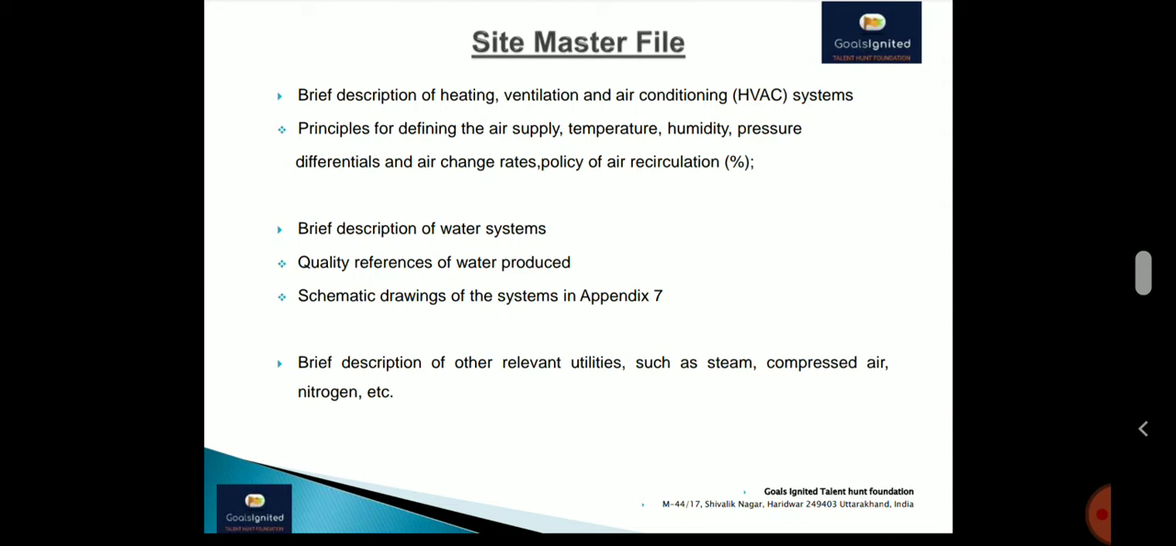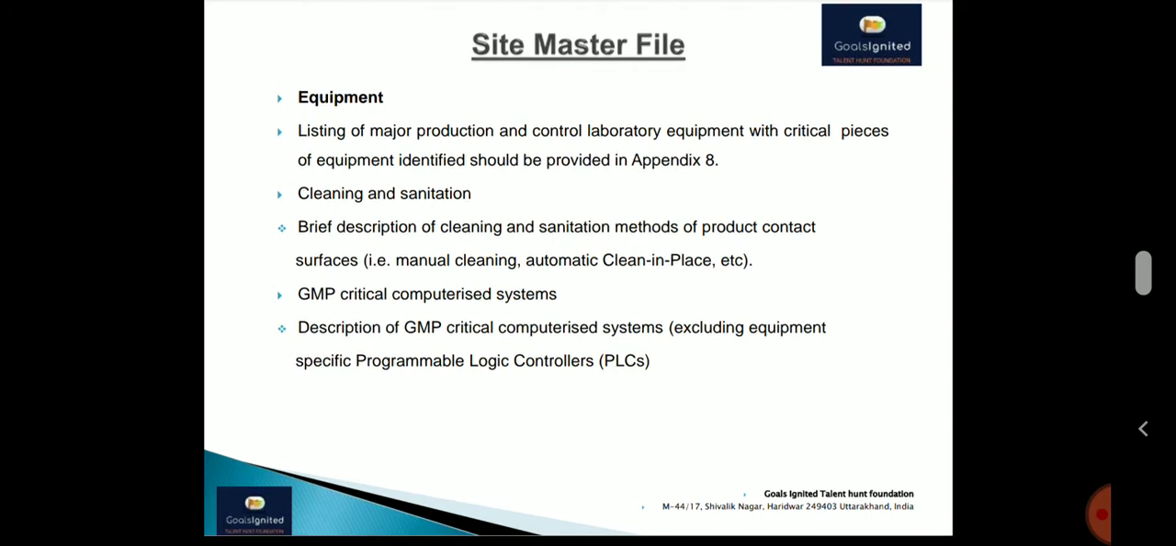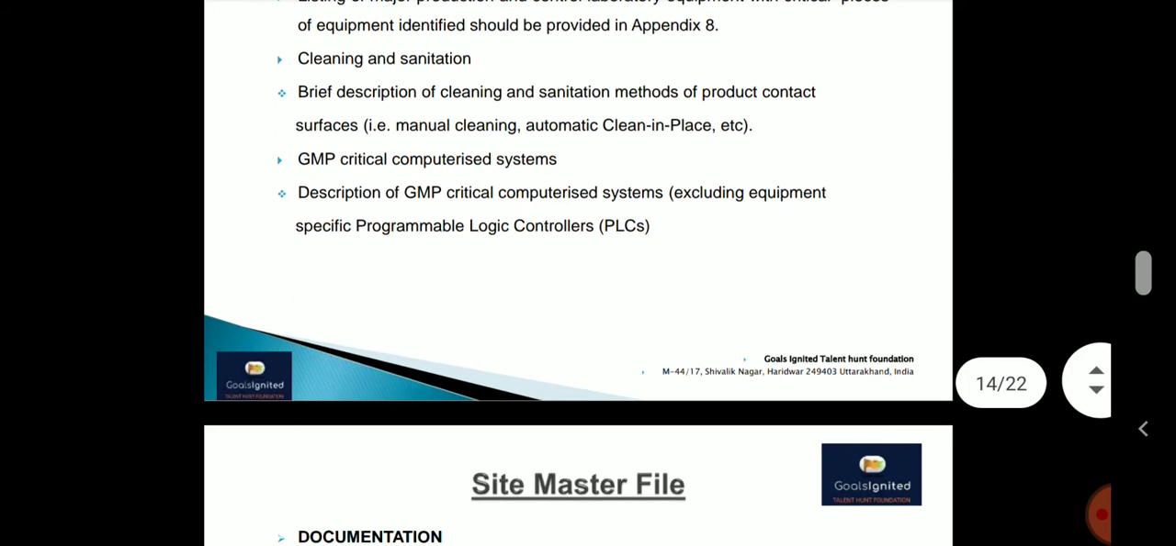In the same way, the next is the equipment. The equipment list of production, the same way as we have given for QC, we are required to give: the equipment list of production, the GMP models, what the capacity is, what the make is, where it is installed, and what its function is. These things need to be mentioned in the site master file, in the equipment details.